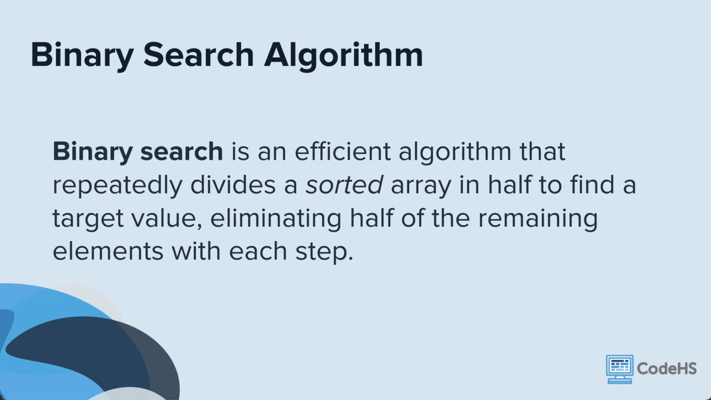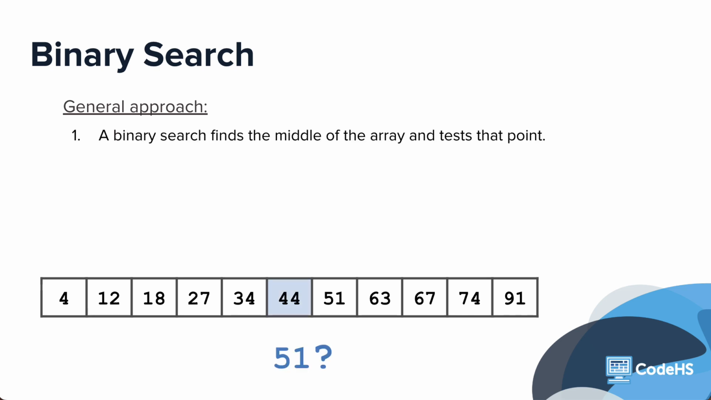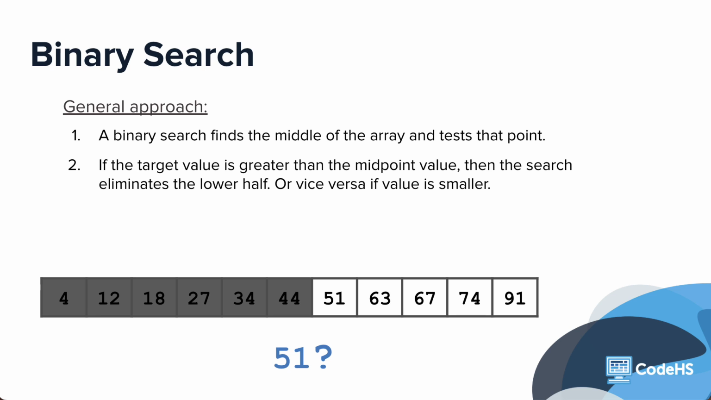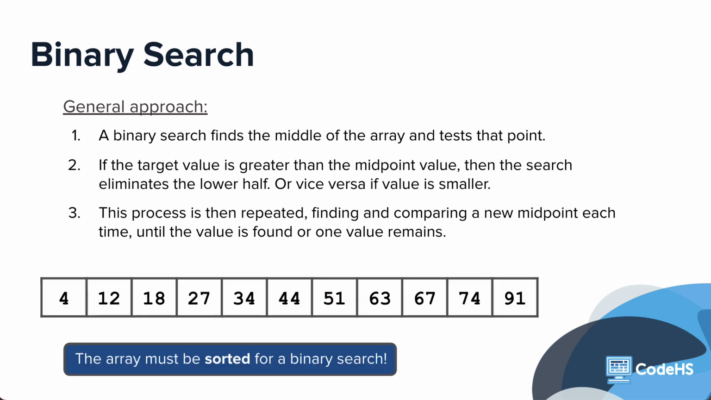Binary search is an efficient algorithm that repeatedly divides a sorted array in half to find a target value, eliminating half of the remaining elements with each step. The general approach with a binary search is as follows. Let's say you are trying to find the value 51 in the sorted list below. A binary search finds the middle of the array and tests that point. If the target value is greater than the midpoint value, then the search eliminates the lower half, or vice versa if the value is smaller. This process is then repeated, finding and comparing a new midpoint each time until the value is found or one value remains. One thing to remember is that the array must be sorted for a binary search.